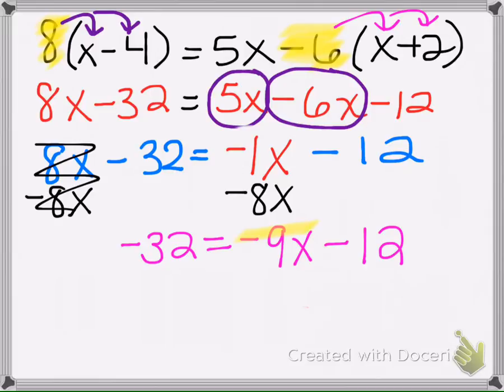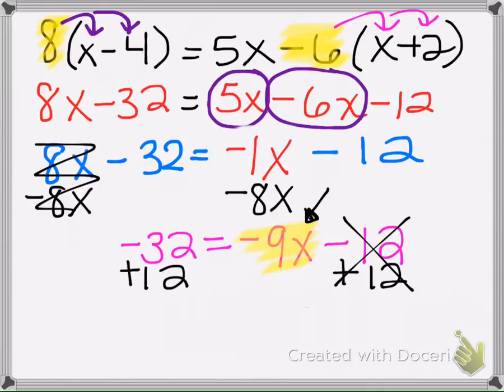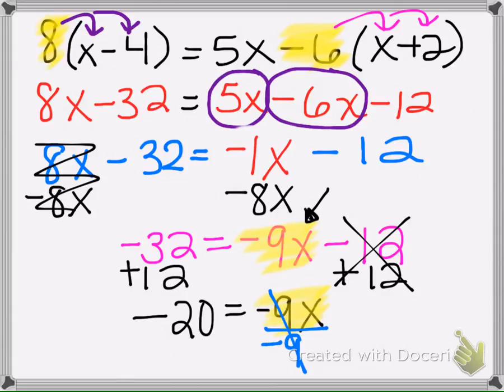Now I can highlight where the variable is, and I highlighted this as a reminder that I want this all by itself. So to do that I need to add 12 to cancel this out to make 0 there. -32 plus 12 is -20. And then the very last step, when this highlighted term is by itself, that is when we divide. So I'm going to divide by a -9.